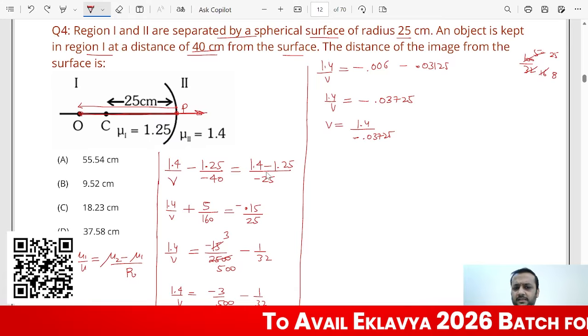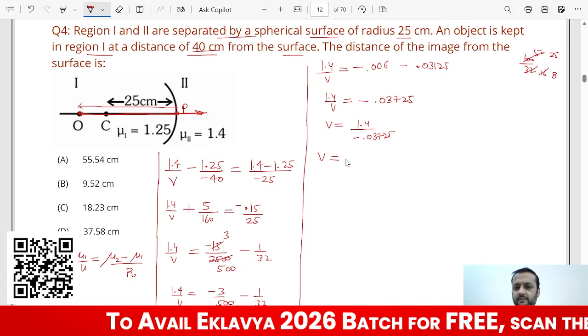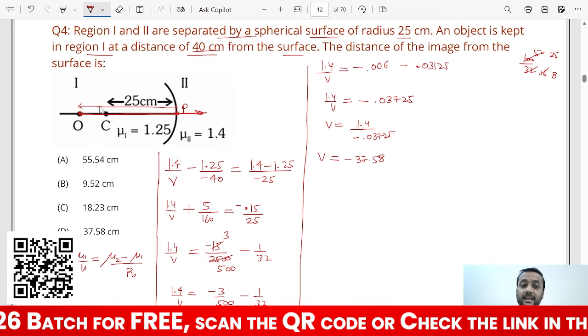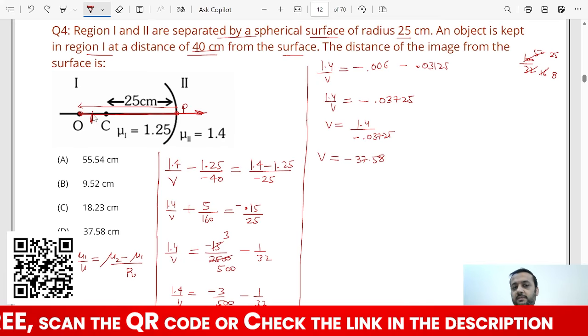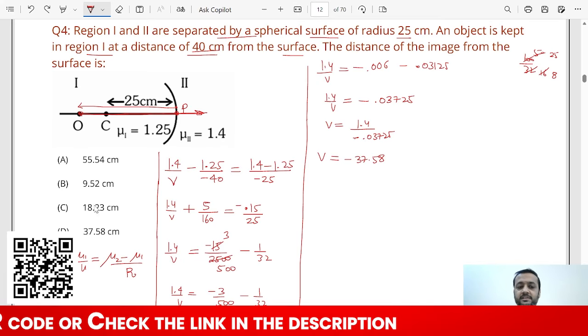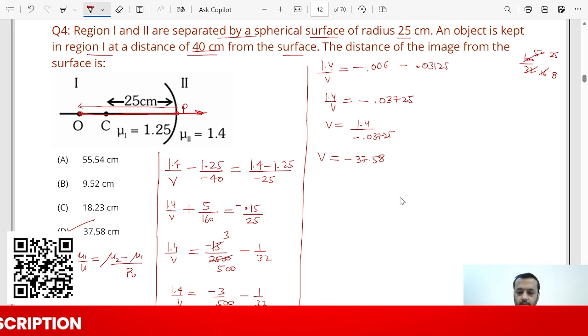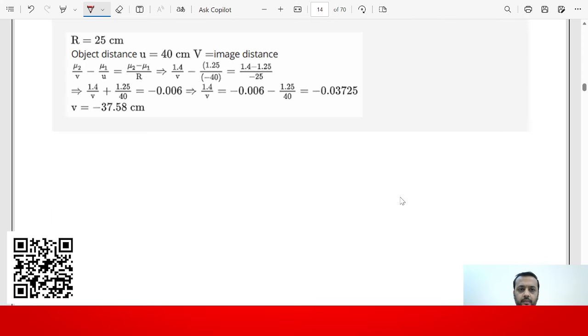You will get this nearly 37.58. Okay, value of V will be nearly 37.58. It will be negative. Negative means that the image will be found on the left side itself. Okay, somewhere over here the image will be found, but they are asking the distance, which is why option D will be the correct answer for this question. All right, let us see the next one.